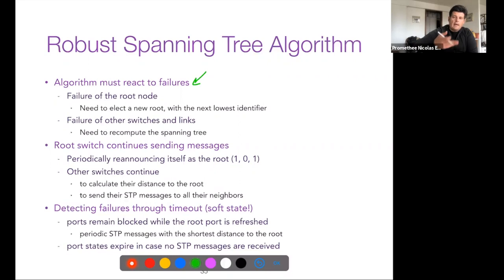Whatever states are created, including the disabled state for an interface, need a TTL, which means that if it's not refreshed by the messages, that interface should be re-enabled, all right? Because it means that I cannot reach a root anymore or the root has changed. That's the reason we make it robust by having TTLs when we disable an interface. And such a state that depends on the TTL, we already talked about, is a soft state, okay?